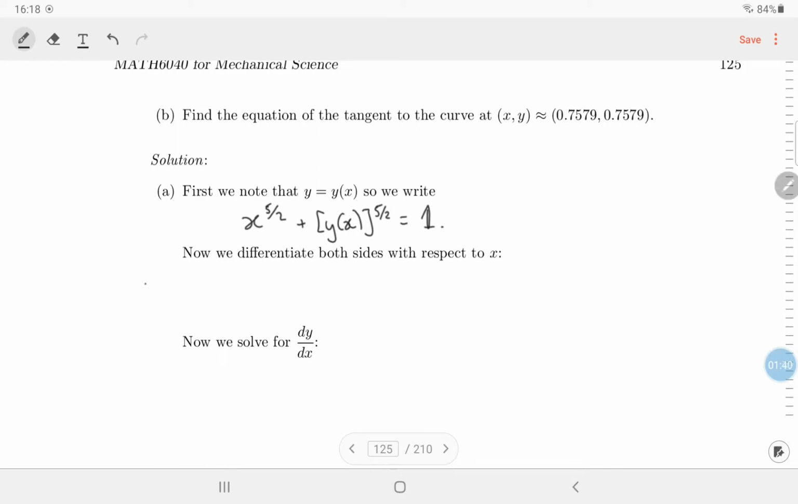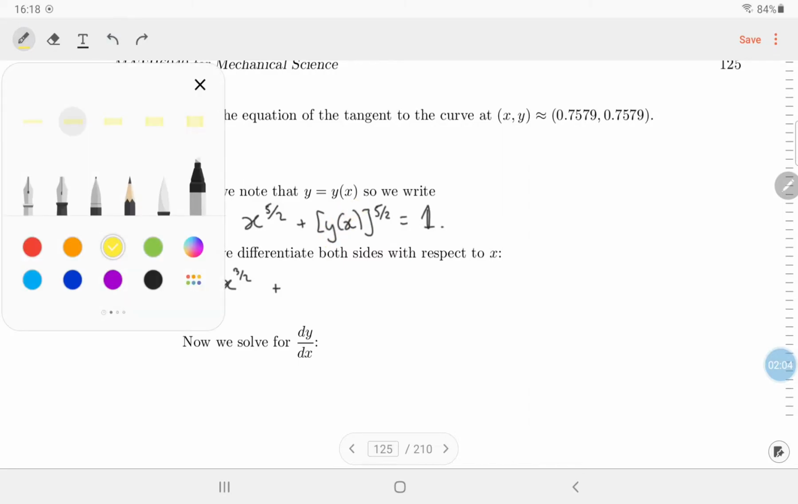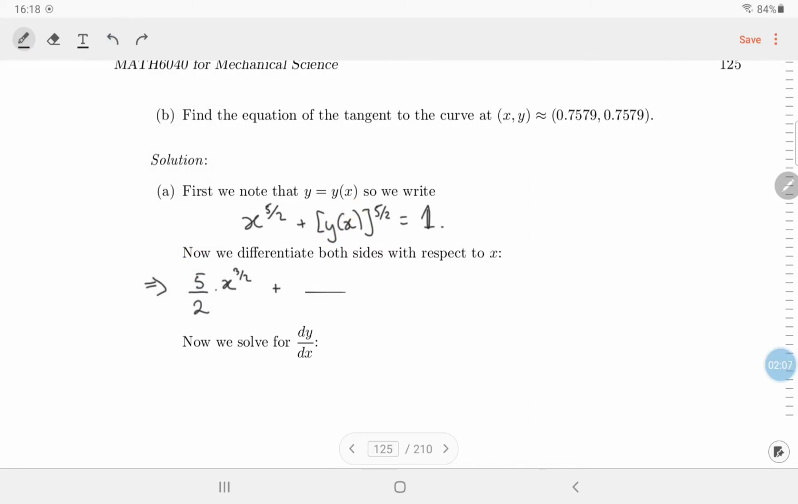How do you differentiate a power? You multiply by the power and reduce the power by 1, and 5/2, which is 2.5, take away 1 is 1.5, which is 3/2, plus. Now for the y of x to the power of 5/2, you're going to need the chain rule. The outside function is x to the power of 5/2, so the derivative is 5/2 x to the power of 3/2. That's the first part of the chain rule.